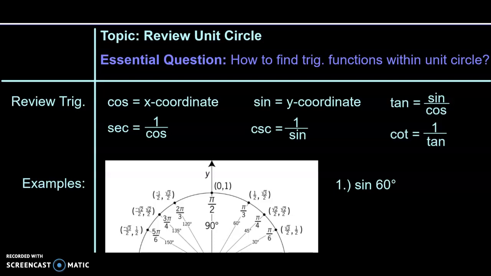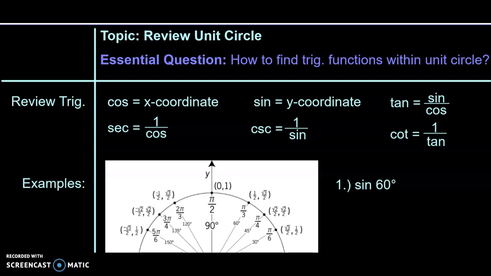Today, we're going to end up reviewing the unit circle. Make sure if you do have your unit circle with you, the one we went through in class, that you have it with you. And if not, I have a unit circle right here. So how do we find the trig functions within a unit circle?